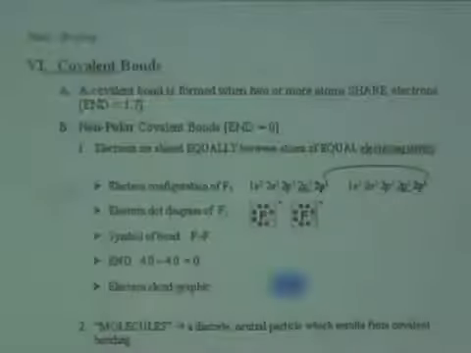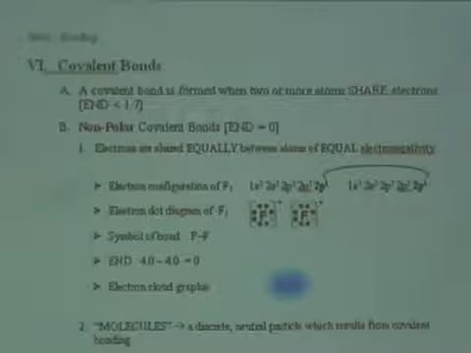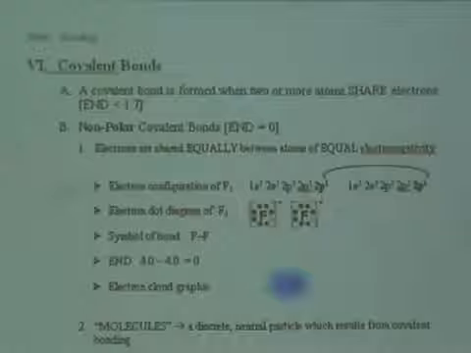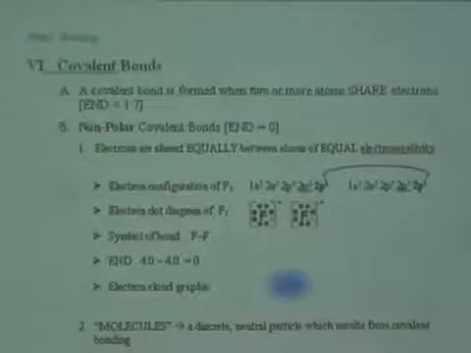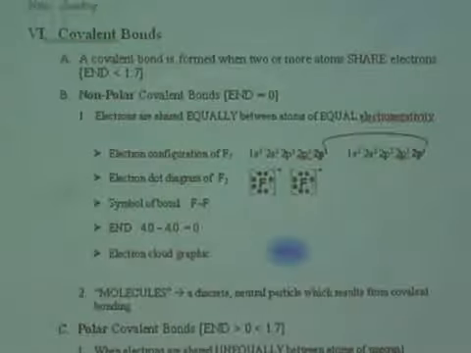A covalent bond is formed when two or more atoms share electrons, and by definition the electronegativity difference, or END, is less than 1.7. With covalent bonds we have to distinguish between two types of bonding configuration. One of them is listed here as a nonpolar covalent bond. Eventually we will see that there is a polar covalent bond. So what's the difference between these two?